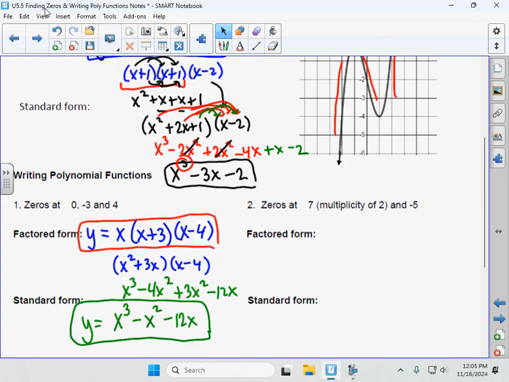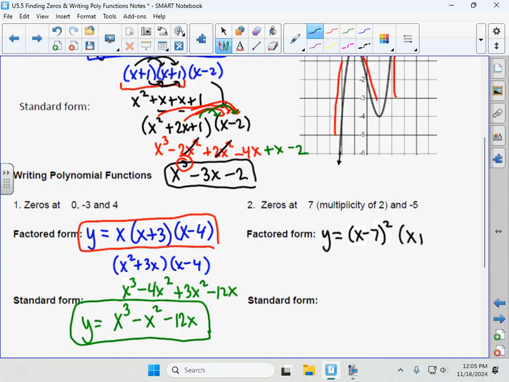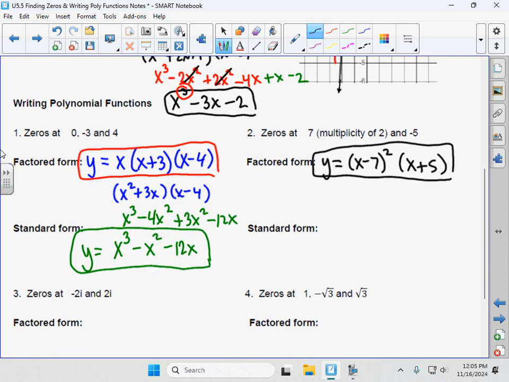Okay, our zeros are at 7, which has a multiplicity of 2, and then negative 5. So that means 7 is being repeated twice. So the factored form would be (x minus 7) squared, or (x minus 7)(x minus 7), and then (x plus 5). Again, this is a degree 3 polynomial, and so in standard form, we should have 3 as our highest exponent.